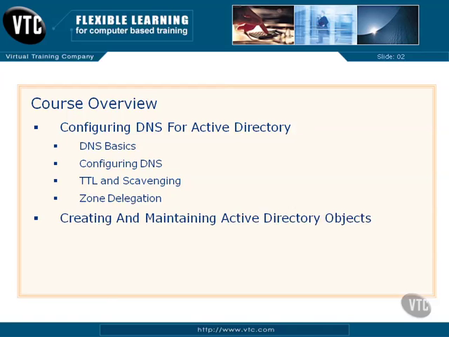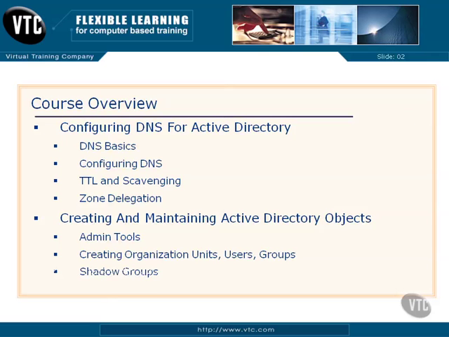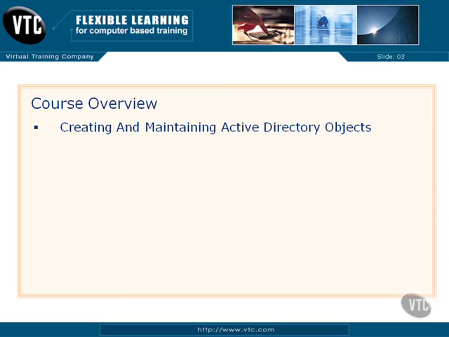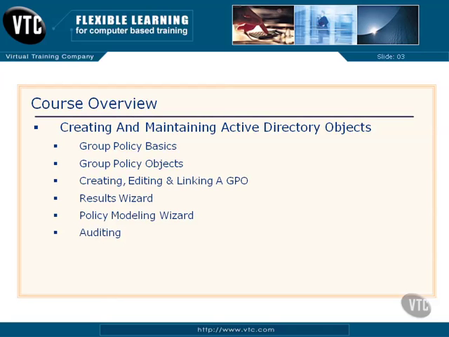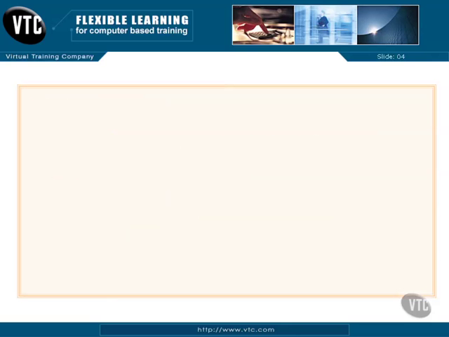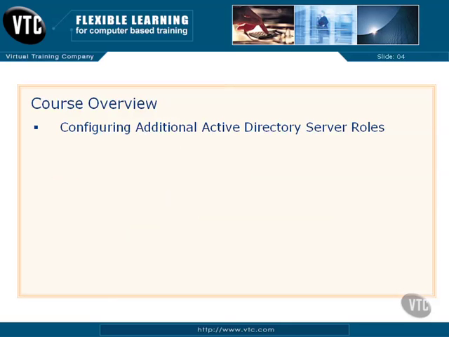Zone delegation. Creating and maintaining Active Directory objects is the next section, and we'll talk about some admin tools, show you a trick there. Then we'll talk about creating organizational units, creating users, creating groups, and then the shadow groups. You may have never heard of that term. You'll hear about that a little bit. We'll talk about group policy basics, group policy objects, creating and editing and linking a GPO, show you how to do that. Look at the results wizard, the policy modeling wizard, two really cool tools that you can use. And then we'll talk about auditing and using Active Directory to get that done and GPOs.